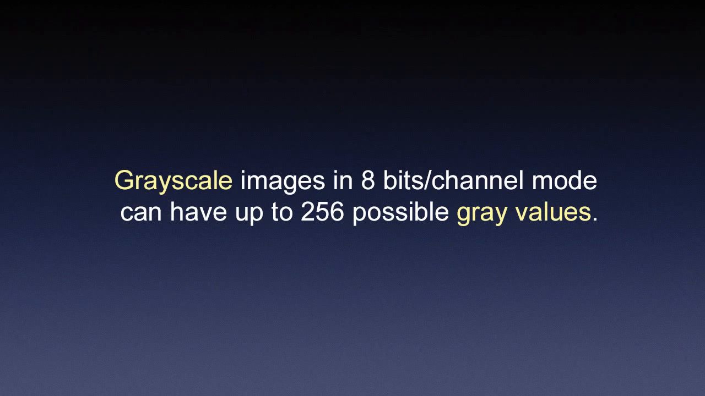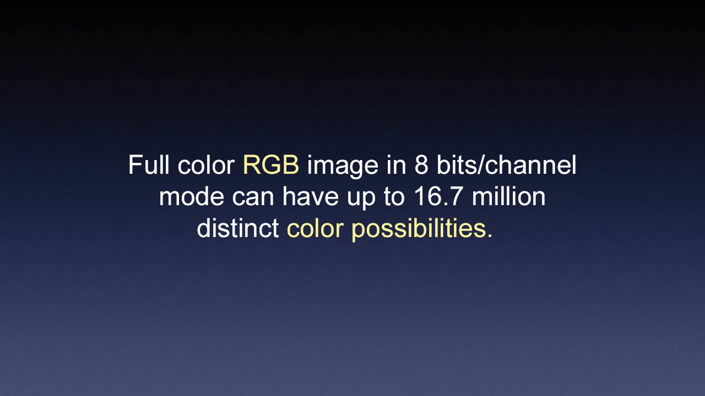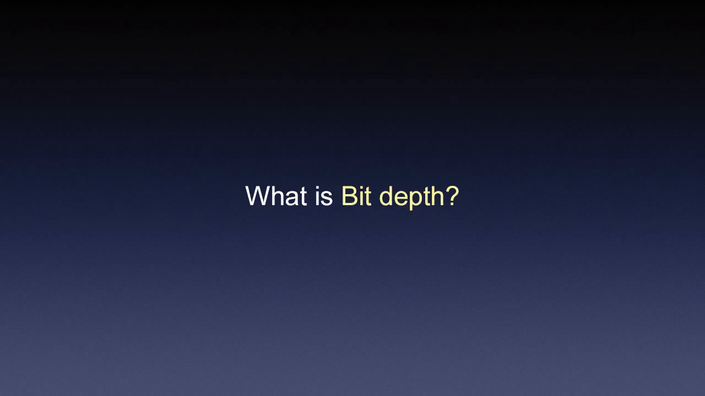So a grayscale image working in an 8 bits per channel mode can have up to 256 possible gray values. Remember, not color, just gray values. A full color RGB image in 8 bits per channel can give you up to 16.7 million distinct color possibilities. That's a lot of colors, and we only get 2 more channels and we get this huge amount of colors additionally, right? It's pretty interesting how that works, and we'll discuss that more in the future.